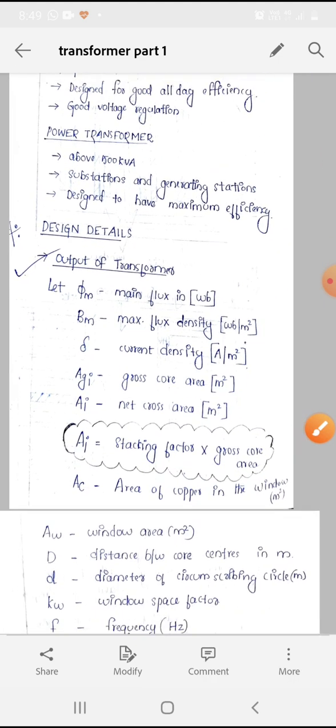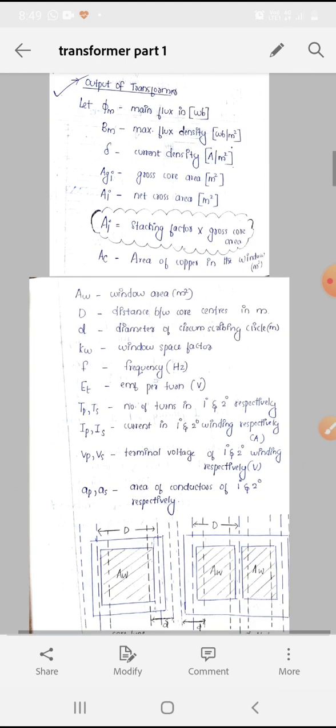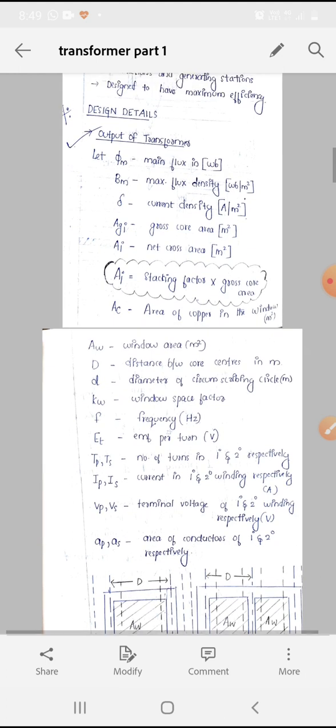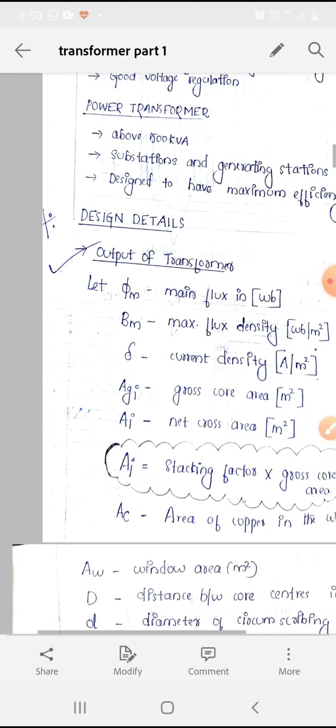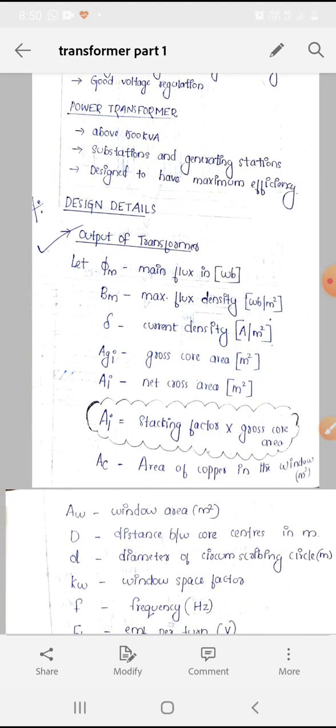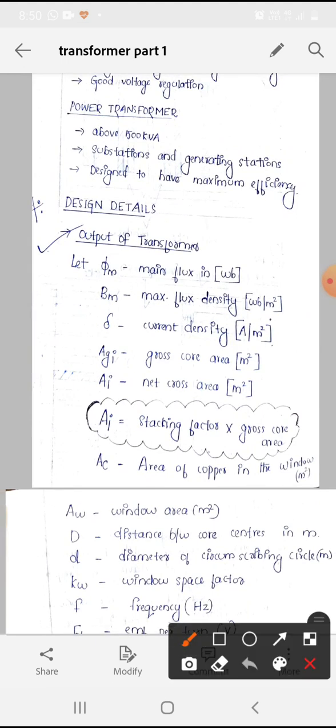So let's go to the output of transformer, or let's go to the design details of transformers. We need to study basically the single phase output equation of transformers and three phase output equations of transformers. Before going in detail with the derivation, let's familiarize with the notations. So moving on to design details, output of transformers, let phi m is the main flux in Weber. Bm is the maximum flux density, that is in Weber per meter square. We need to know all the units.